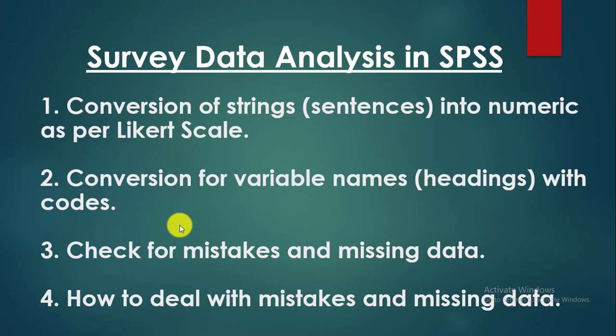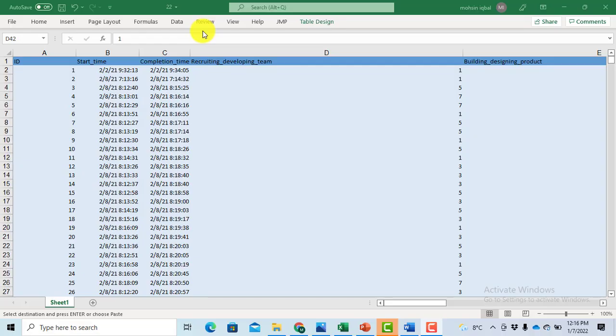So there are two options. Either we will have to put an underscore in the gap between the two words of the variable names, or we will have to convert the variable name into some kind of quotes. So these are the variable names, just like recruiting developing team. I have inserted the underscore between recruiting and developing, and between developing and team.